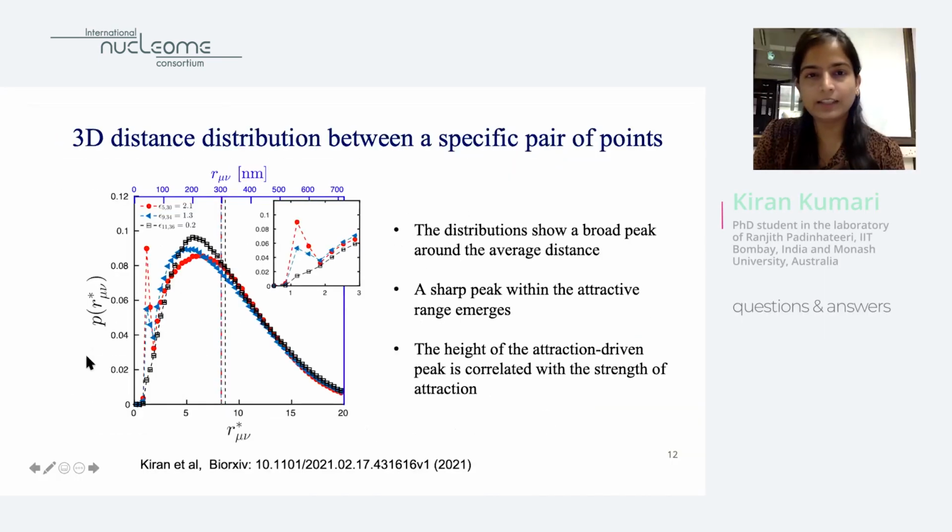Yes, in these plots, I'm representing the spatial distance in terms of the computational unit as well as in the measurable unit. To do this, we have compared our prediction of the spatial distance with the FISH data for the alpha globin gene, and then converted it into real units. So we did use another experiment like FISH to match our prediction.